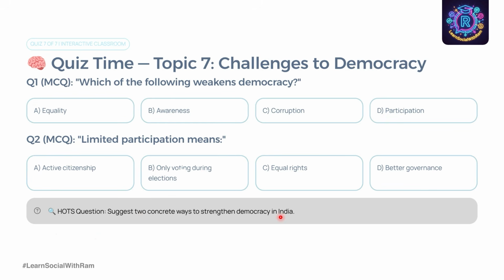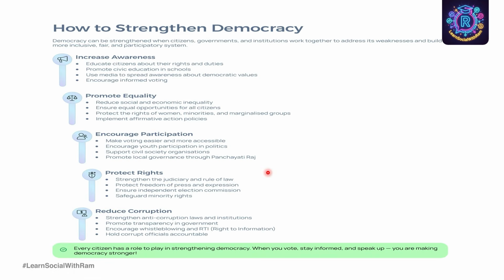Suggest 2 concrete ways to strengthen democracy in India. Now, there are few ways how we can strengthen democracy. So, democracy becomes strong when citizens and institutions work together. The first step is we can increase awareness, meaning citizens must know what are their fundamental rights, fundamental duties, what are the democratic values, because education is essential.